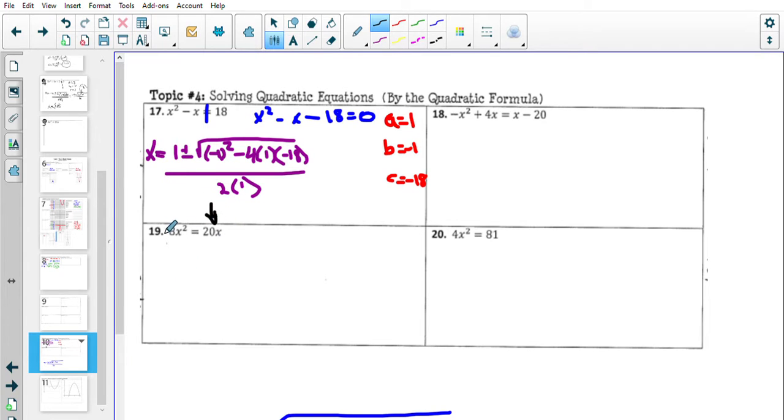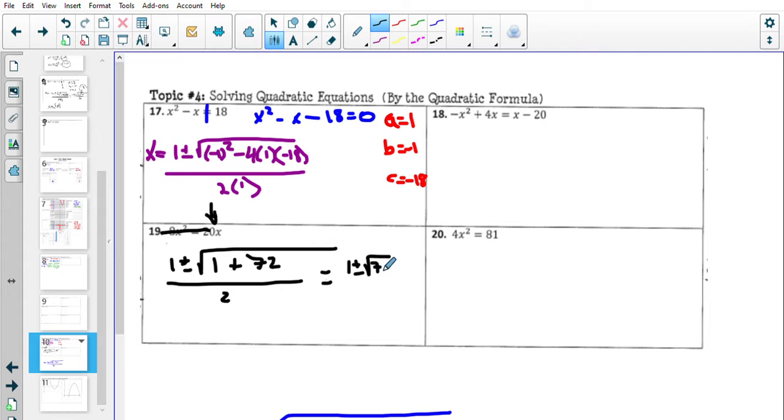So I have the positive 1, the plus and minus, the square root, negative 1 squared is positive 1. Negative 4 times 1 times negative 18 is positive 72. So we're going to do a positive 72. And I'm going to divide that all by 2. From there, we just reduce inside. So we have 1 plus or minus the square root of 73, all divided by 2. And here's where you just want to use your calculator.